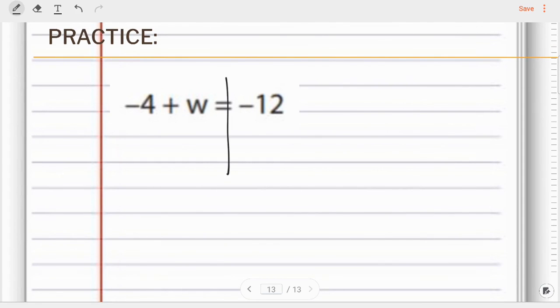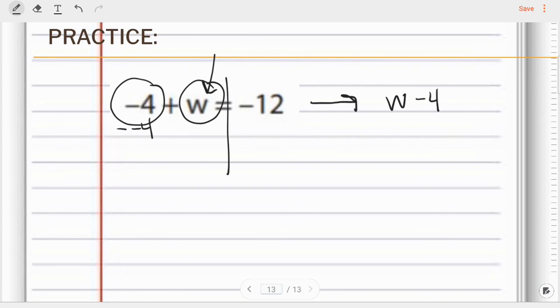Here's my line. Where's my variable? It's right here. You might identify that operation as addition, but remember, if I subtract, I need to subtract a -4. So my recommendation, just make sure the variable comes first. I'm going to rewrite it. Positive W, and that's a -4, so -4. And then copy this down, equals -12. The operation that's actually going on is subtraction. How do I undo subtraction? I'm going to undo it with addition, so +4.